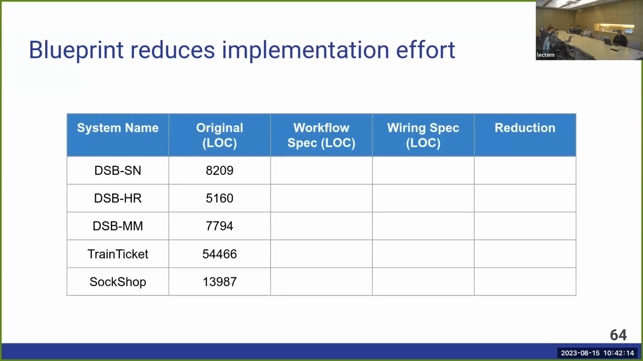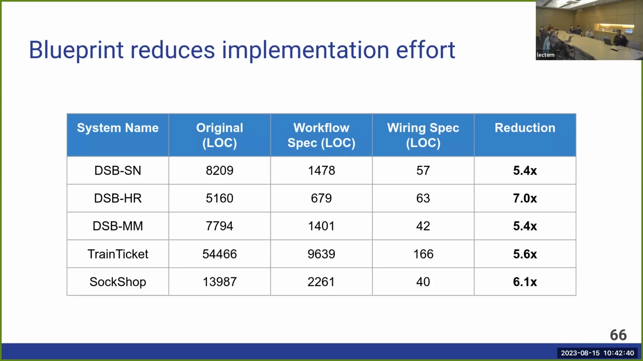So to do this, we started with 5 publicly available microservice systems that are widely used in research literature as deployment targets or evaluation targets. What you're seeing is the lines of code that someone had to manually write to implement the system. Now I'll show you the amount of lines that we had to write to reproduce the specific implementation of that system. And you can see we can get up to 5 to 7x reduction in terms of the manual code you need to write.